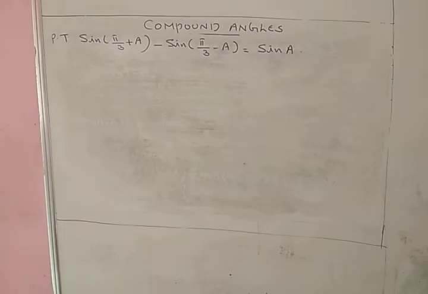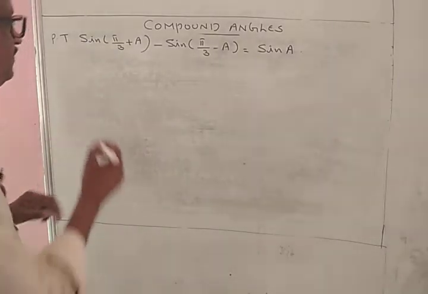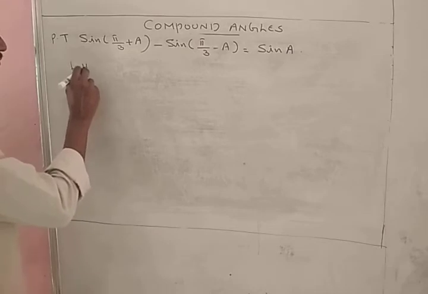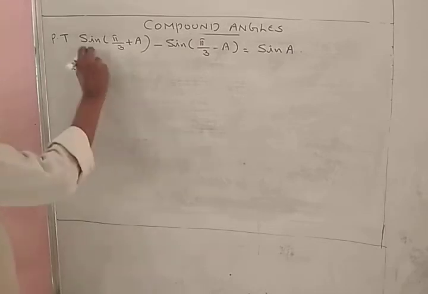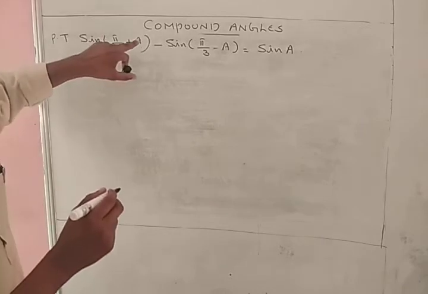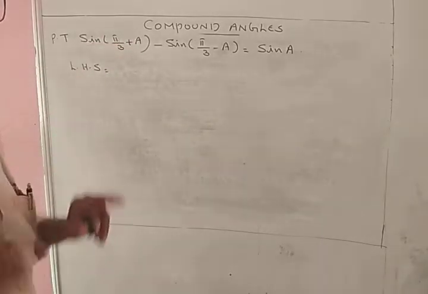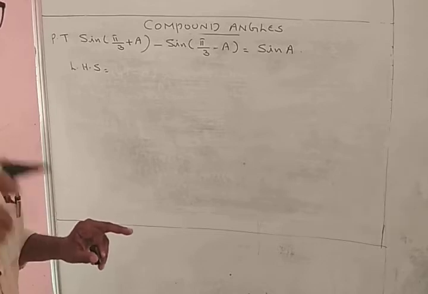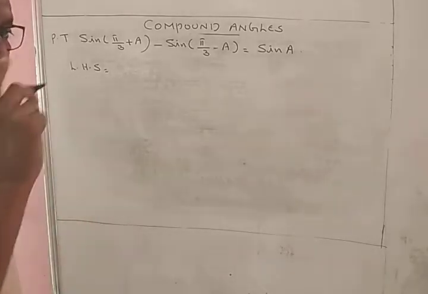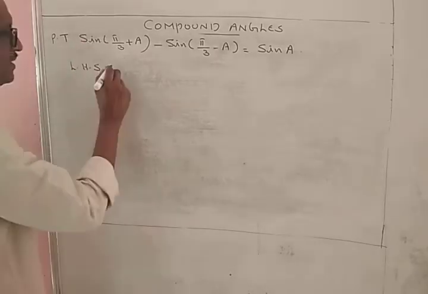Next problem. Prove that sin(pi by 3 plus A) minus sin(pi by 3 minus A) is equal to sin A. Take the left hand side. This is sin(pi by 3 plus A), that is sin(A plus B). Sin(A plus B) is sin A cos B plus cos A sin B.